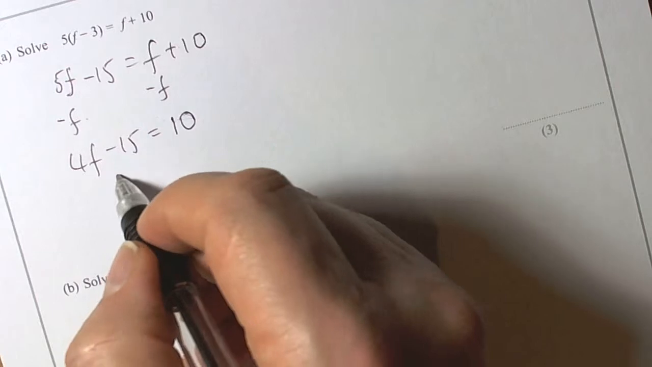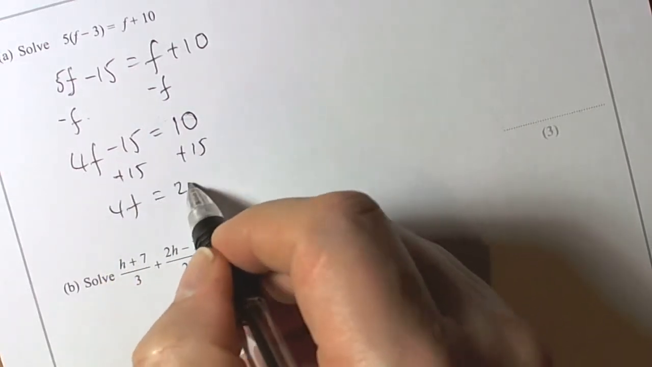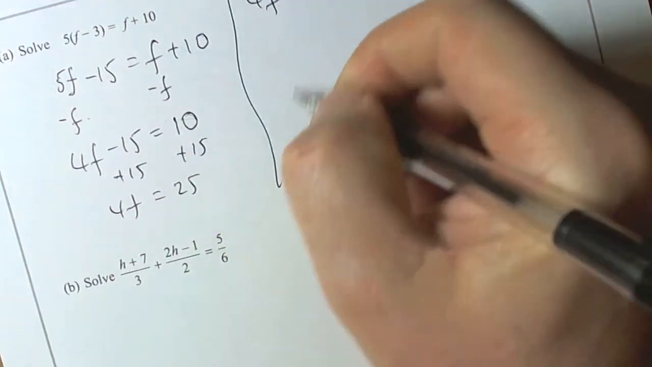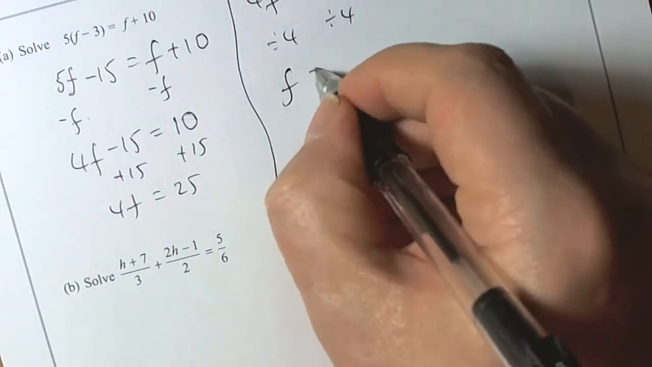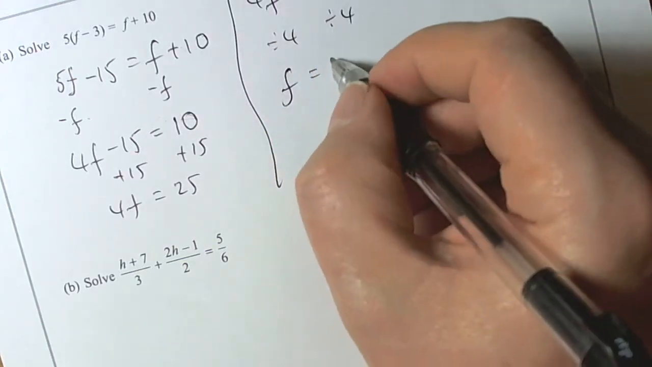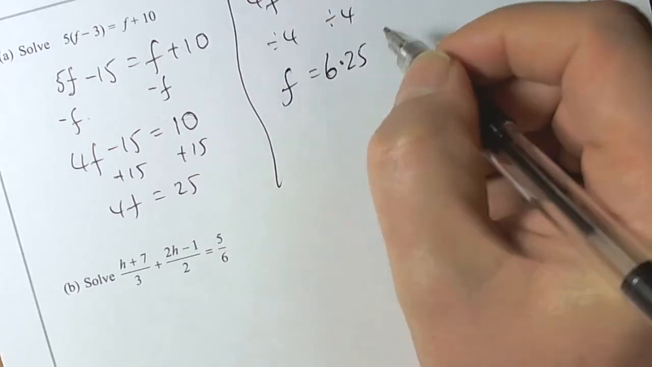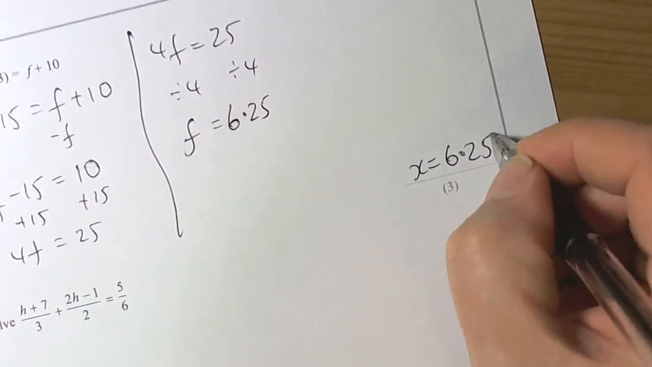So we then have to add 15 to both sides, so 4f's are going to be worth 25, and here we've got 4f's of 25, so we divide by 4, and that will then tell us the value of f. So 25 divided by 4 is 6.25, or 25 quarters, and so forth. So f is equal to 6.25.